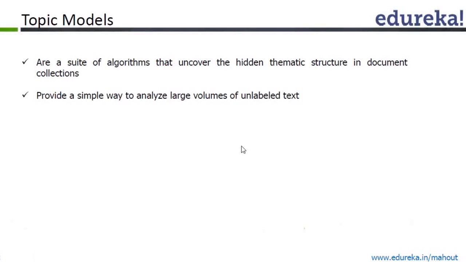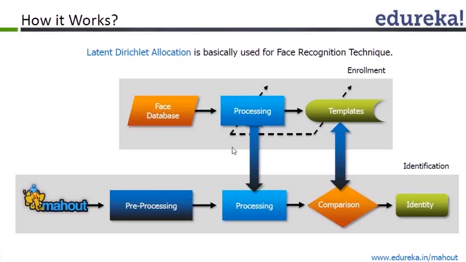Going back, topic modeling is just identifying the topic that a given news article or any article is talking about. Here is a suite of algorithms that uncover the hidden thematic structure within document collections and provide a simple way to analyze unlabeled text. Latent Dirichlet Allocation is one of the algorithms used for topic modeling. However, it can also be used in other areas, like face recognition. You can apply LDA there as well.